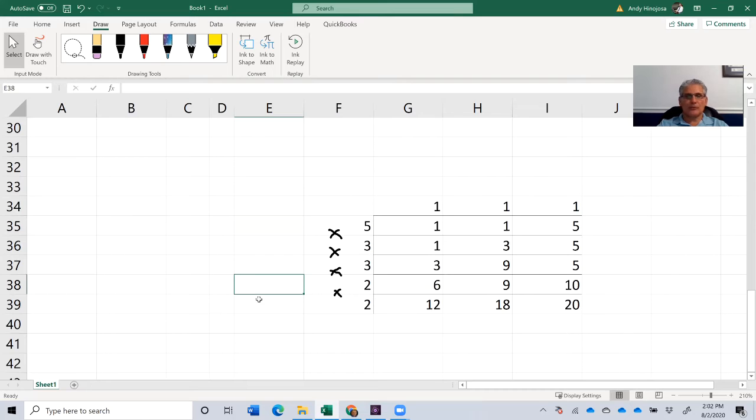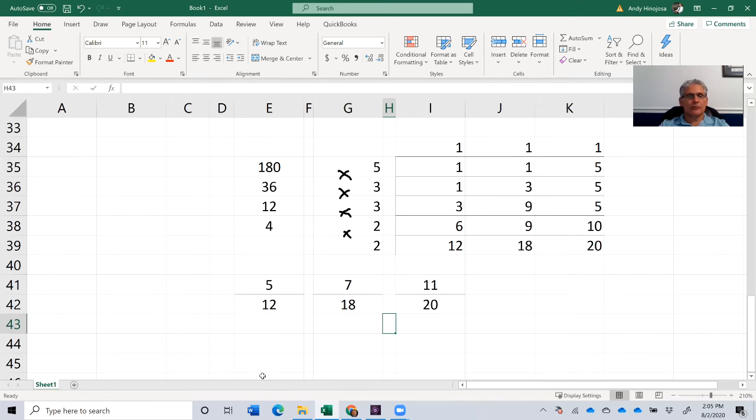So 2 times 2 is 4. 4 times 3 is 12. 12 times 3 is 36. 36 times 5 is 180. We can conclude that the lowest common denominator for 12, 18, and 20 is 180.